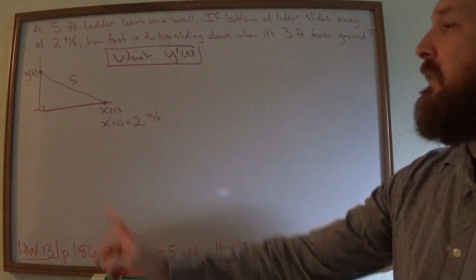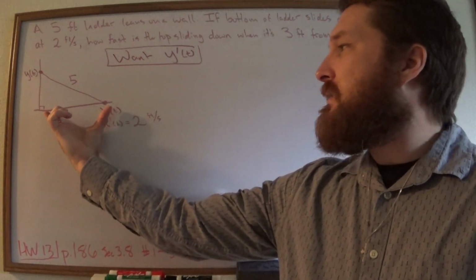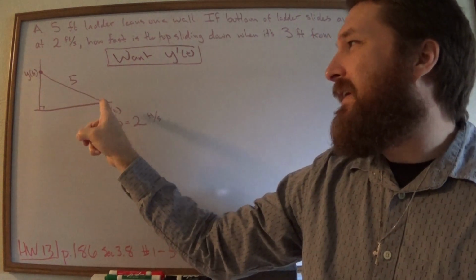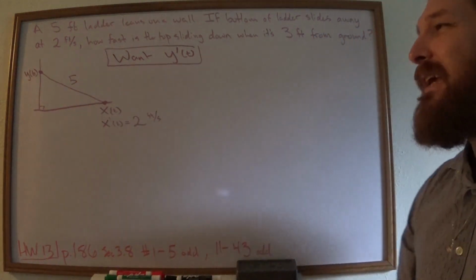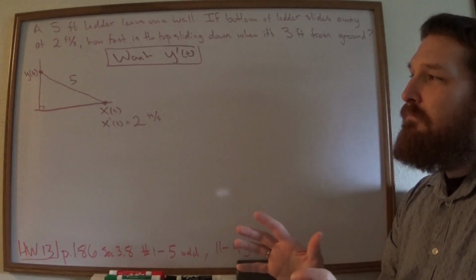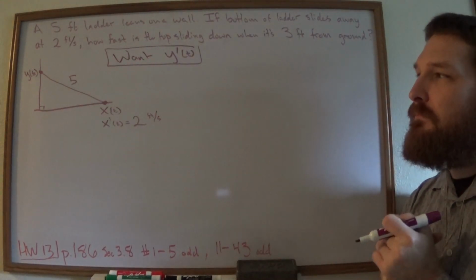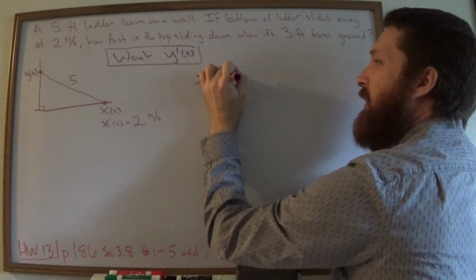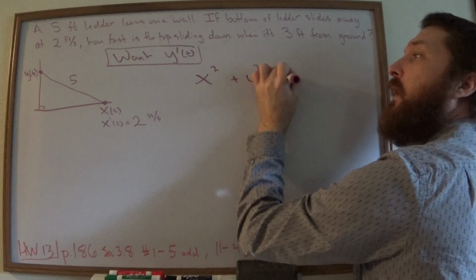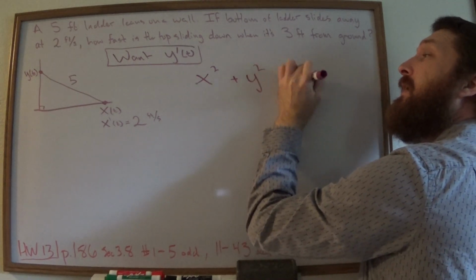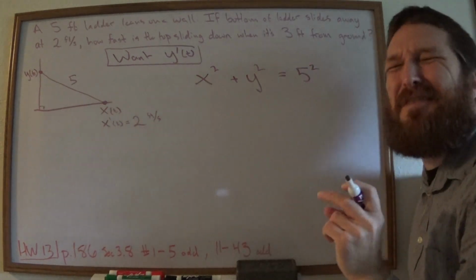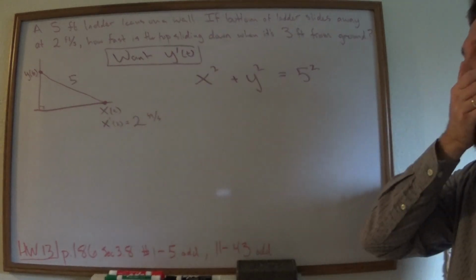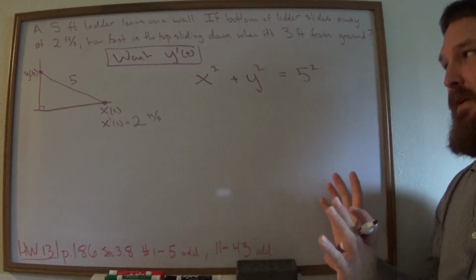Now, just looking at this, if this length right here is x, and this length right here is y, that's a right triangle. That's the hypotenuse. Can we get an equation from that information? X squared plus y squared equals what? 5. Oh, root 5. How about 5 squared? The other way around. 5 squared, right? Pythagorean theorem.